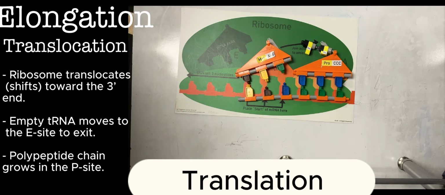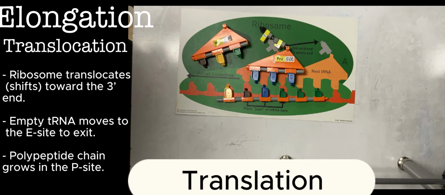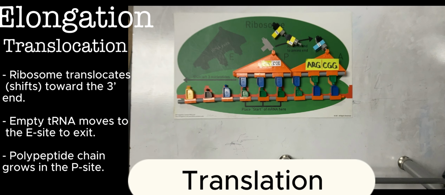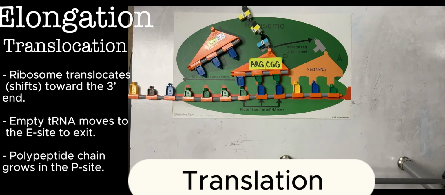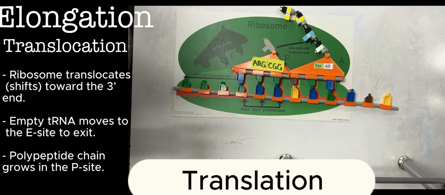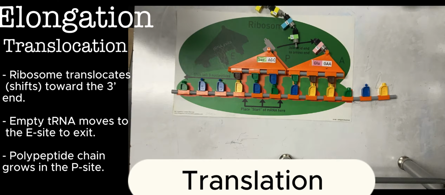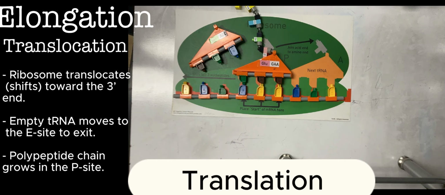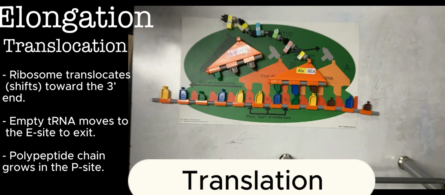in the A site. Then the ribosome translocates, or shifts, 3 nucleotides toward the 3' end. The empty tRNA moves to the E site and exits. This cycle repeats, growing the protein chain 1 amino acid at a time.